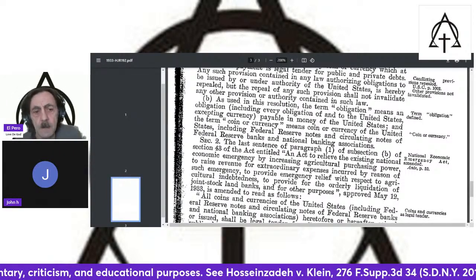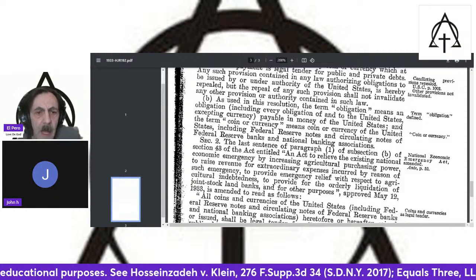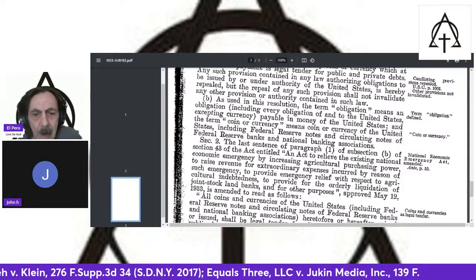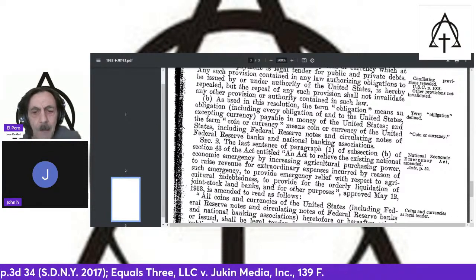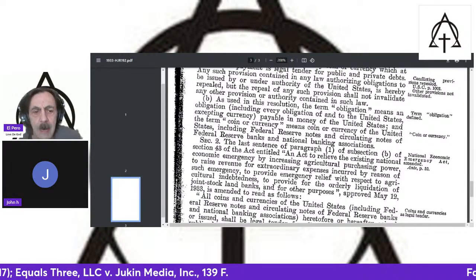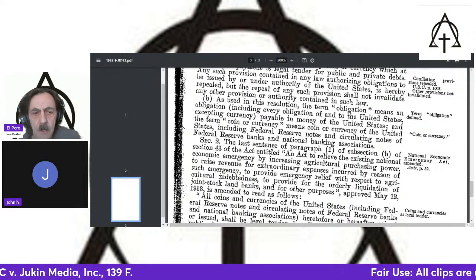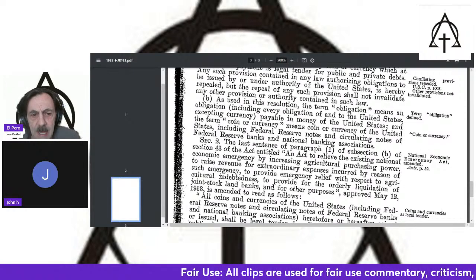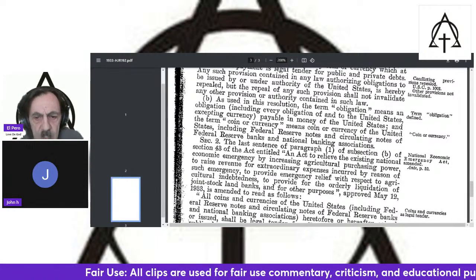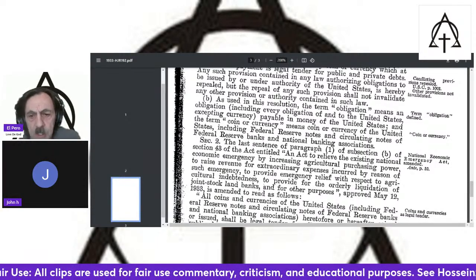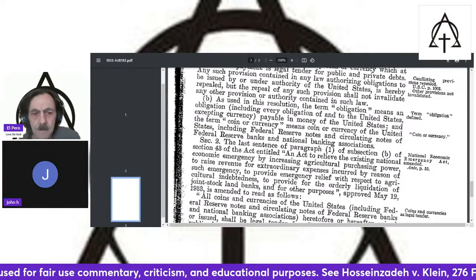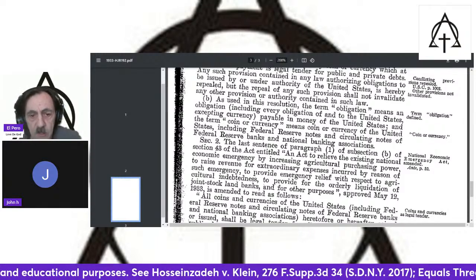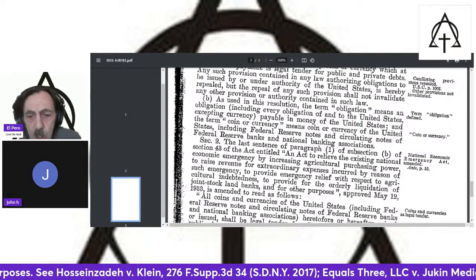It goes on to say here, the last part, as used in this resolution, the term obligation means an obligation, including every obligation of and to the United States, accepting currency payable in money of the United States, and the term coin or currency means coin or currency of the United States, including Federal Reserve notes and circulating notes of Federal Reserve banks and national banking associations.